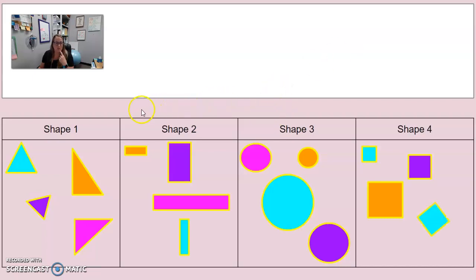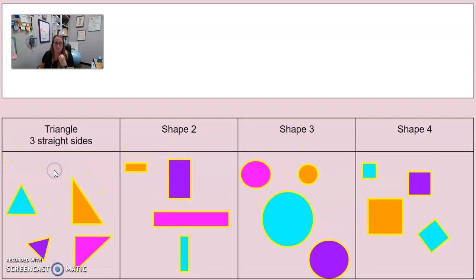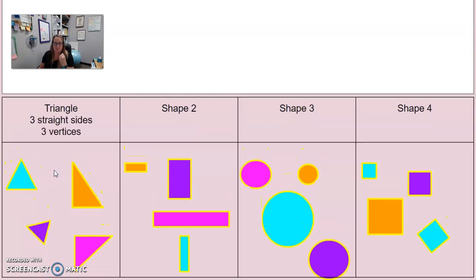So I don't want to just call them shape 1, shape 2, shape 3, or shape 4. I want to be really specific and actually put what they're called. So let's go over here. This is a triangle because it has 1, 2, 3 sides and 1, 2, 3 vertices. So 3 straight sides and 3 vertices. Shape 2, what can we call this shape? Yeah, it's a rectangle. And a rectangle has 4 straight sides and 4 vertices.